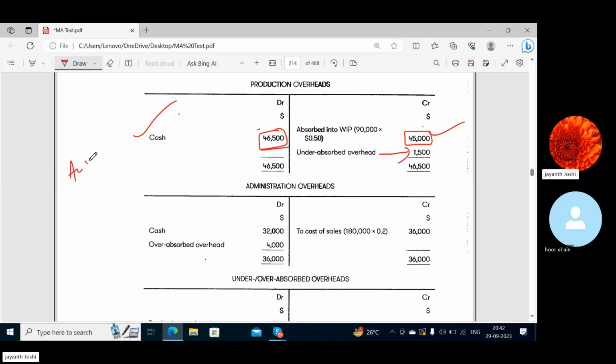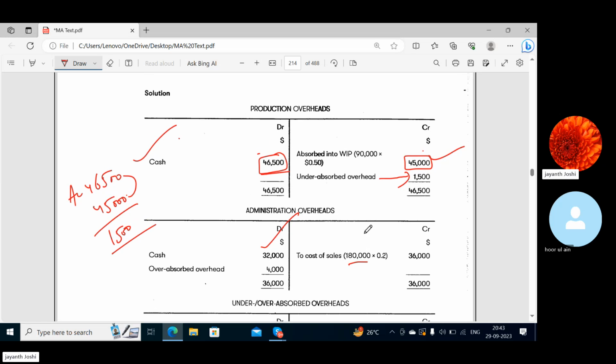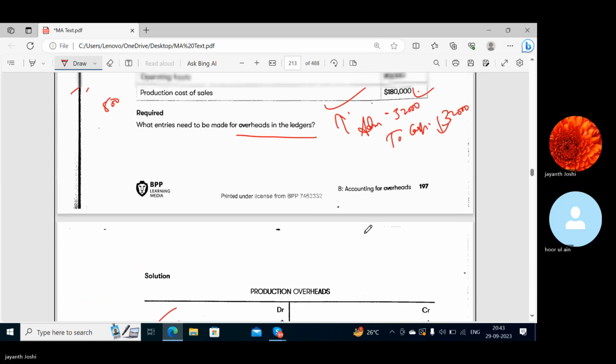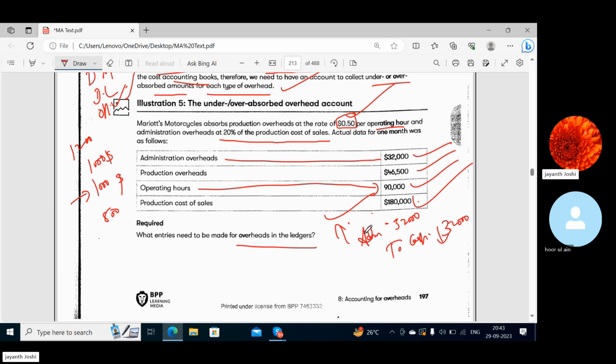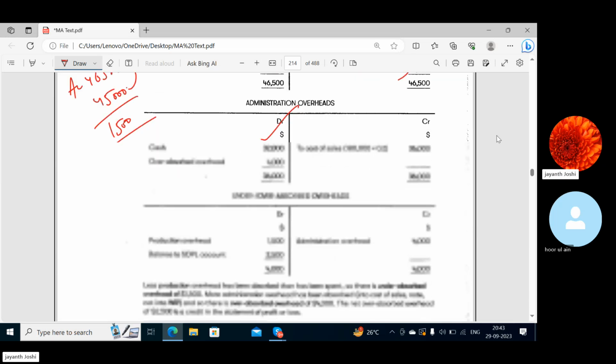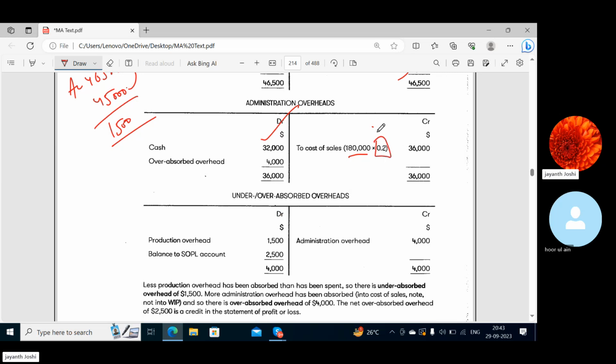Actually incurred is 46,500. The absorbed is 45,000. This is less than this. That means you have charged less to cost of sales, hence it is under absorption. Now, administrative overheads. What we incurred is 32,000, right? 1,80,000 is the production cost of sales given, and we will multiply 20% with that, because 20% is administrative overheads.